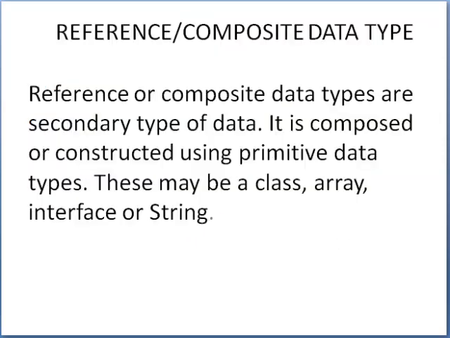The next one is the reference or composite data type. These reference or composite data types are secondary types of data. They are composed or constructed using primitive data types. These may be class, array, interface or string. We will see the details of these in the coming lessons.